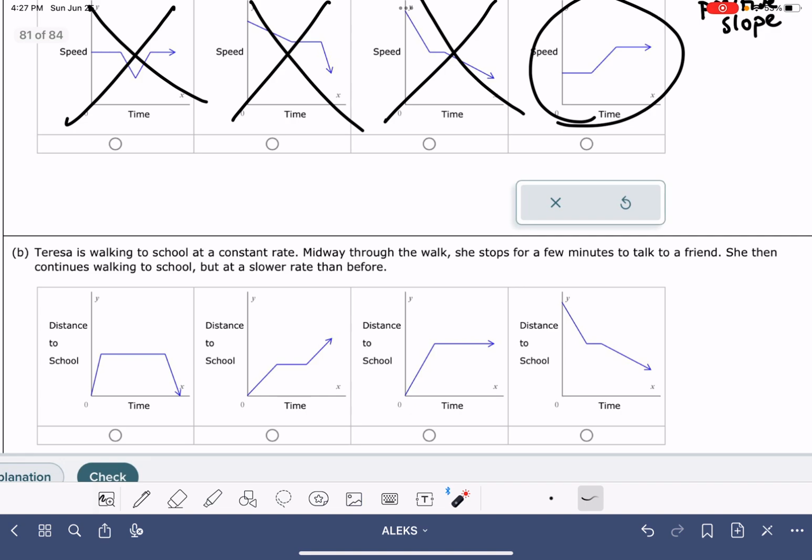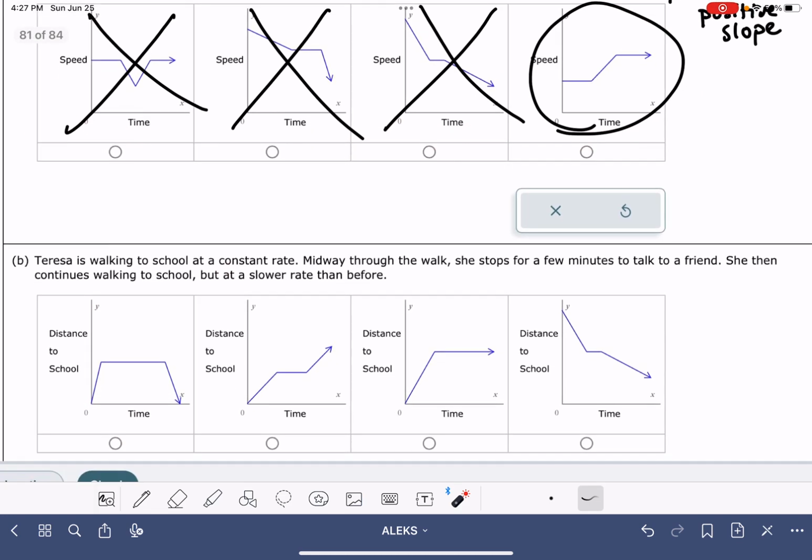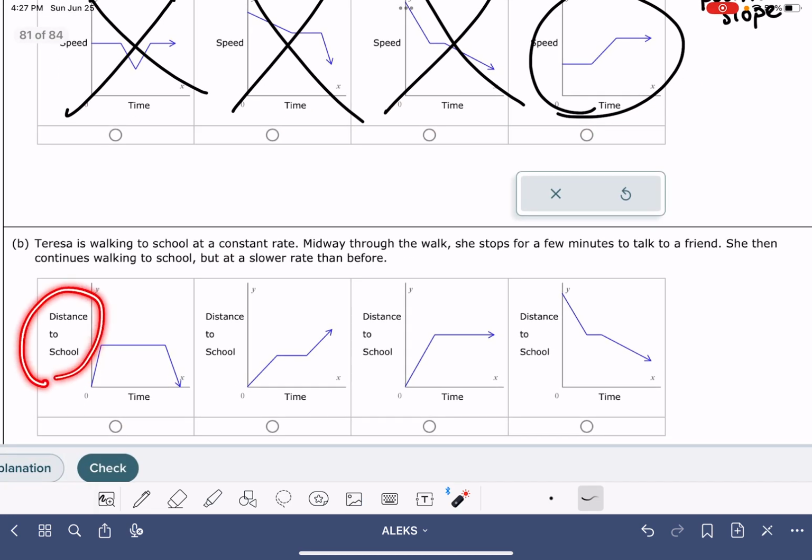Here's our second scenario. We have somebody that's walking to school at a constant rate. Midway, she stops for a few minutes to talk to a friend, and then she continues walking to school, but at a slower rate. So we've got to be a little bit careful with this graph because it's not graphing her speed versus time. If it was graphing her speed versus time, we would use the same type of strategy as we used up here. This graph is her distance to school versus time.